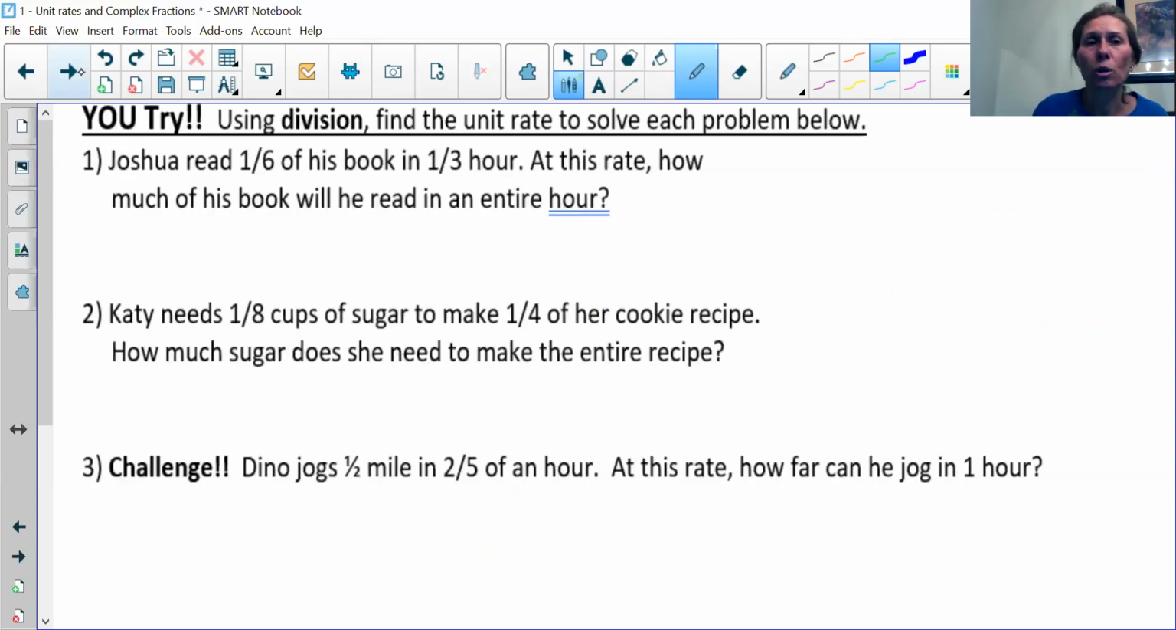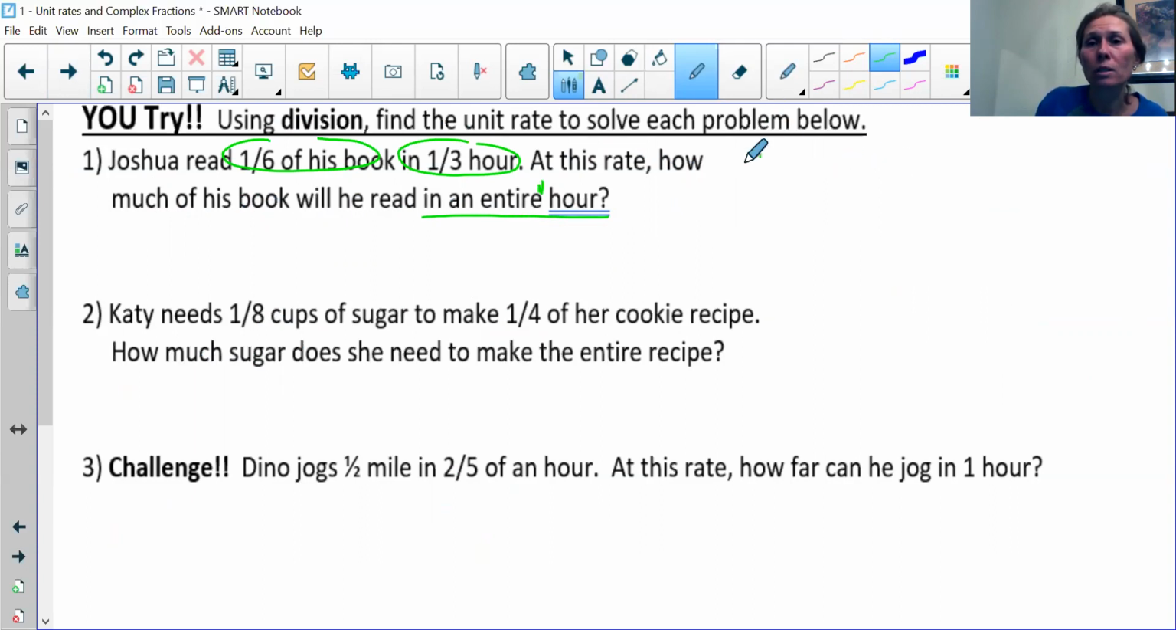All right, now you try using a division, find the unit rate to solve each problem below. You can stop, pause it if you'd like, and then see if you're right. But if you got it wrong, you have to fix it. So Joshua read 1/6 of his book in 1/3 hour. At this rate, how much of his book will he read in an entire hour? An entire hour means 1 hour. So who do you need to put on the bottom? I want 1 hour, so the hours have to go on the bottom.